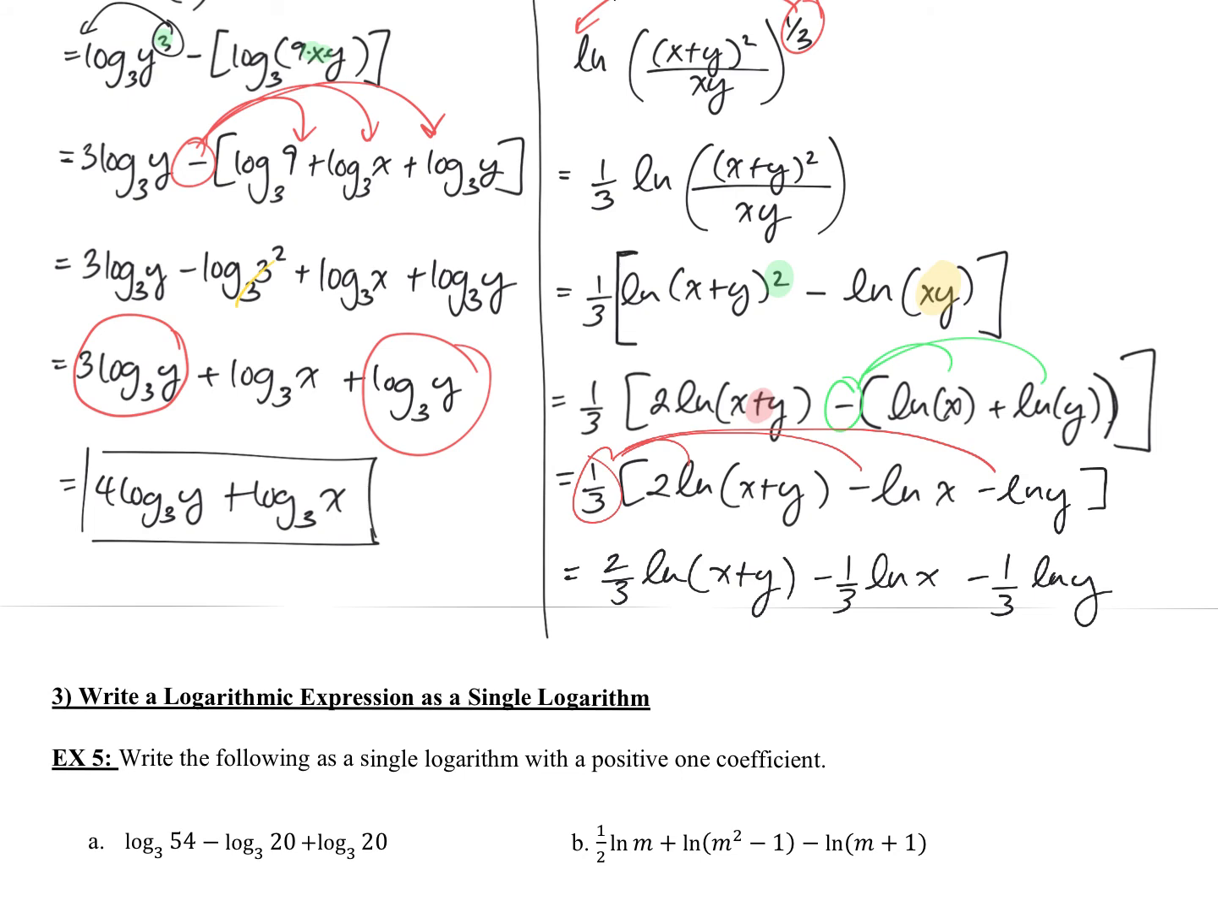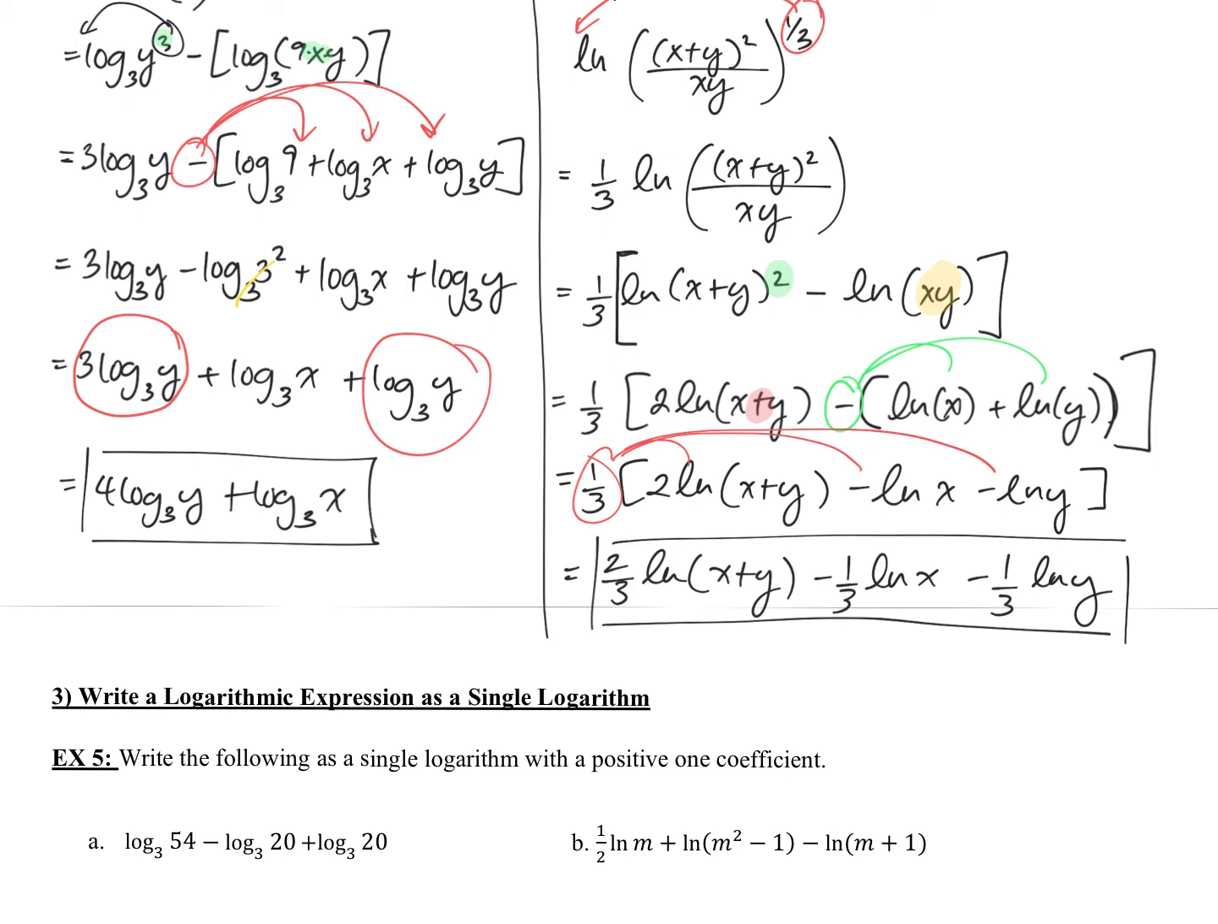Okay, final check. Are all exponents gone from our arguments? The answer is yes. Do we have any multiplication in the arguments? No. Do we have any division in the arguments? No. Okay, our checklist is done. And we're done. We've expanded.